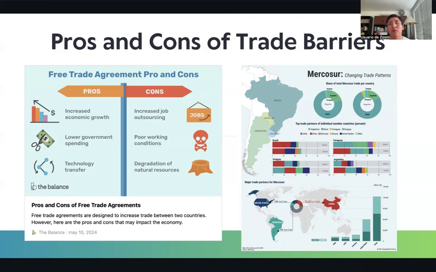Some cons are that trade barriers often lead to higher prices for consumers. They can also reduce innovation and competitiveness in local companies. In some cases, they may provoke retaliation from other countries and reduce foreign investment, which can hurt long-term growth.